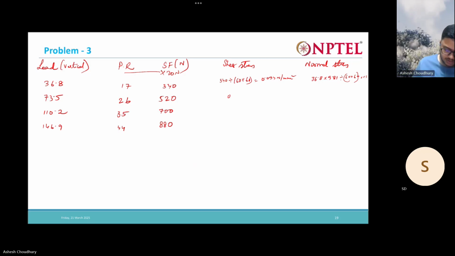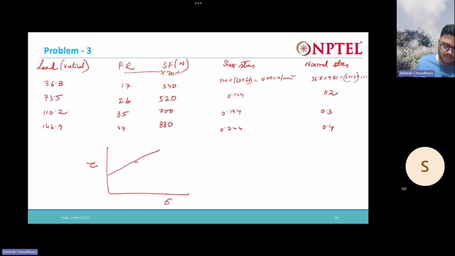Okay, so next 0.194, 0.3, 0.244 and 0.4. Okay, after that what you have to do, you have to plot this tau and the normal stress. You will get some line like this, and from there you have to take the angle phi, and you have to measure this intercept c. If you do that, you will get phi is 26.5 degrees.